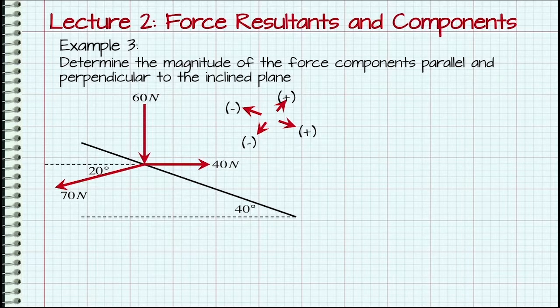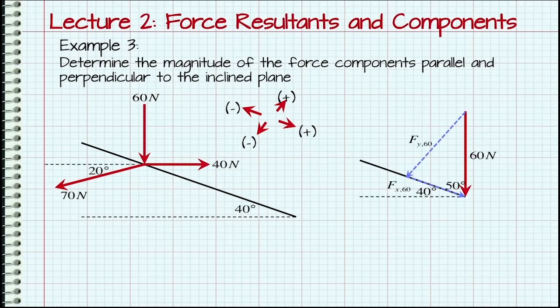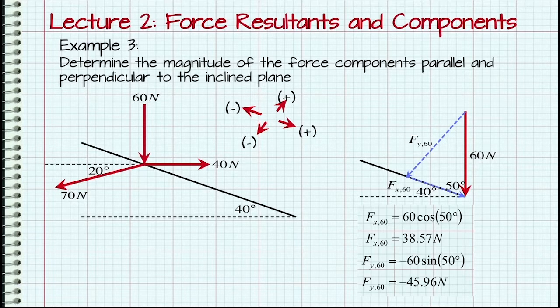This time, when constructing our right angle triangles, we make sure that the sides are parallel or perpendicular to the inclined plane. At this point, it's the same procedure as before, just applying basic geometry. But remember, adhere to your sign convention.